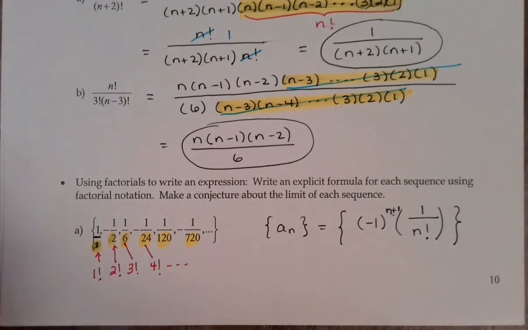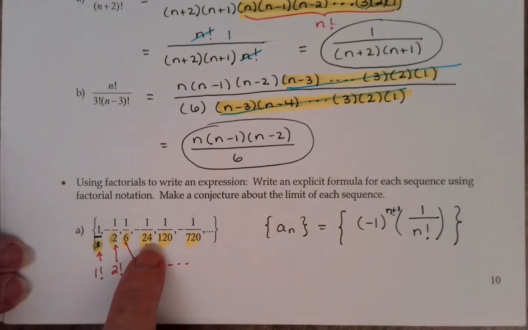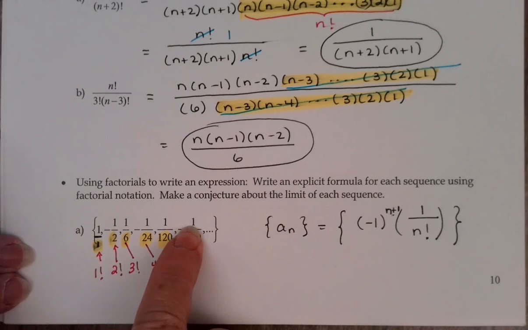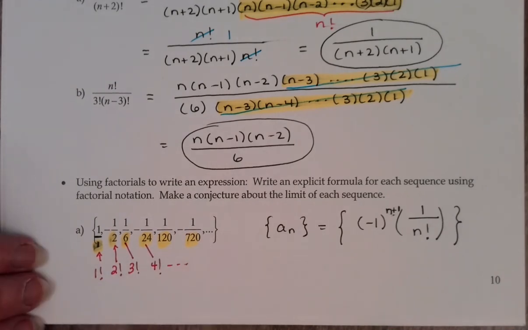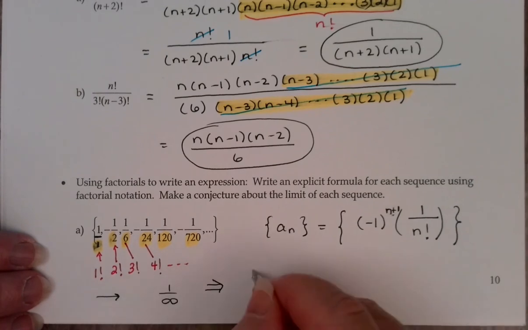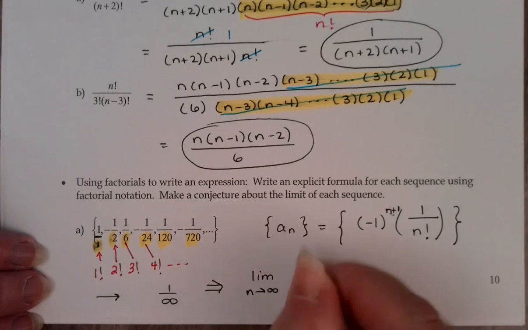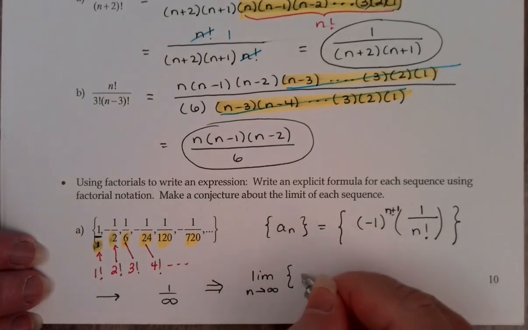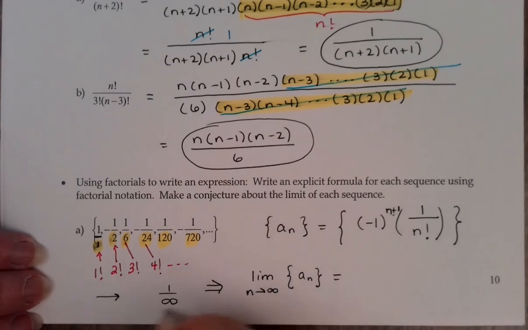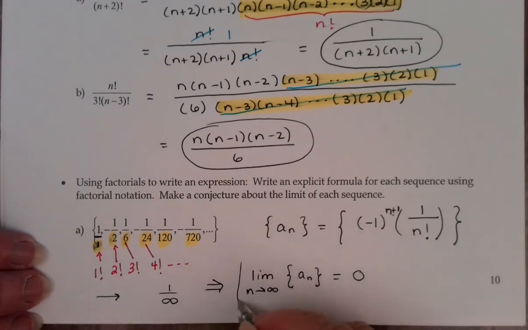Now just looking at these numbers, it certainly appears that while the constant 1 is always in the numerator, the denominators keep getting bigger and bigger. So it sort of feels like this is going to 1 over infinity, which would mean that the limit of our sequence of A sub n's is probably going to be 1 over infinity, or 0.